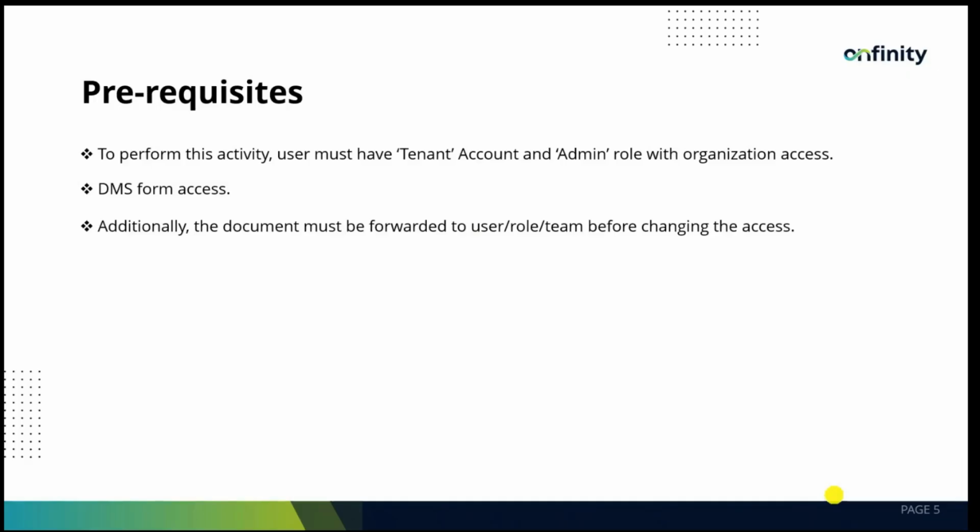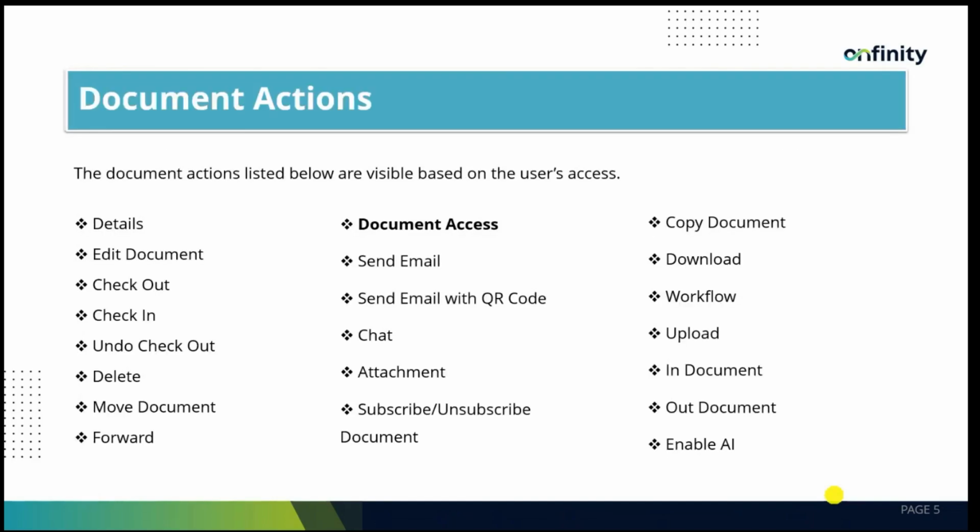Prerequisites. To perform this activity, the user must have a tenant account and admin role with organization access, along with the DMS form access. In addition to this, the document must be forwarded to the user, role, or team before changing the access. Document actions. These are the list of document actions available in DMS.